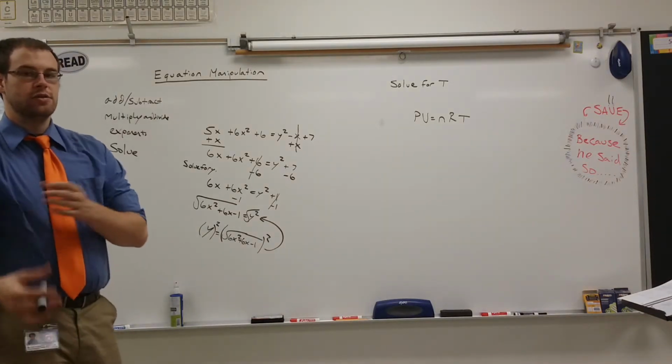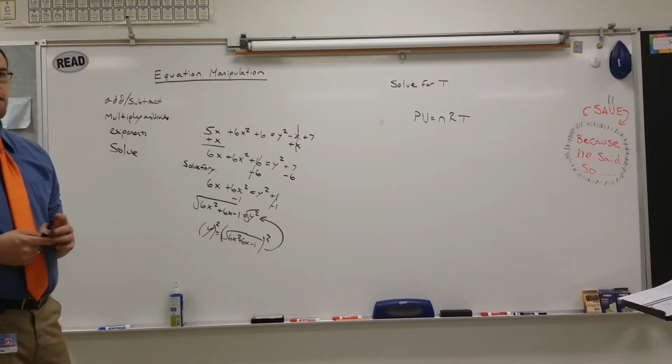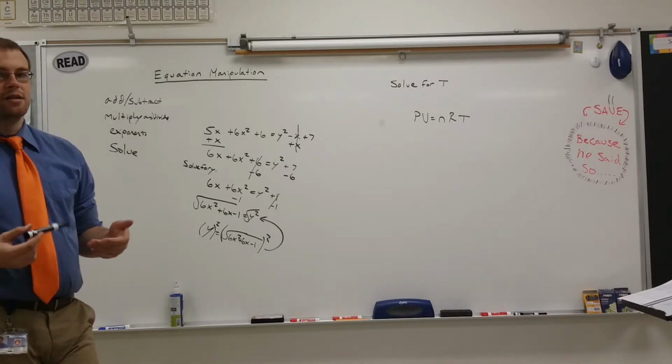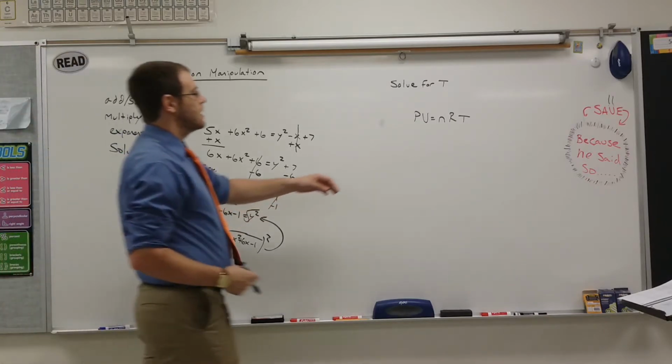So everything that we do in an equation is reversible. There's a way to undo what we've done. That's what's cool about equations. You can rearrange them and manipulate them to the point where you want them to be. That leads me to my second example here.